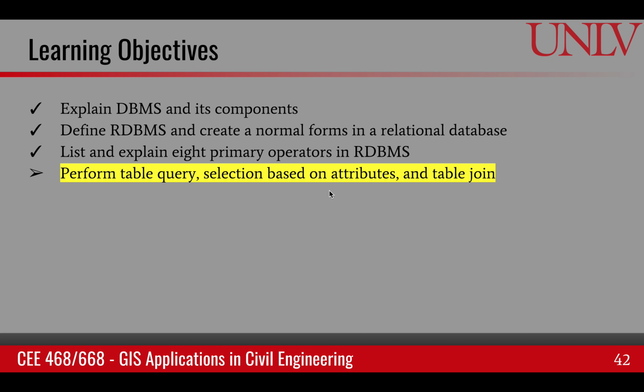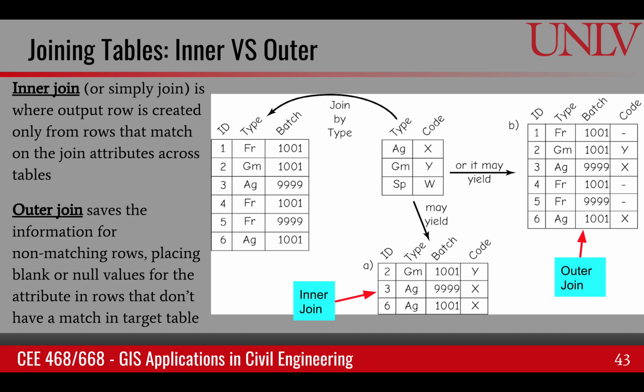Last learning objective of this module is about table query and table join. So first we talk about table join, which we have seen in the context of our DBMS operators, but there is more to table join because there are multiple types of ways we can join tables. The one we saw before is also called inner join or simple join.